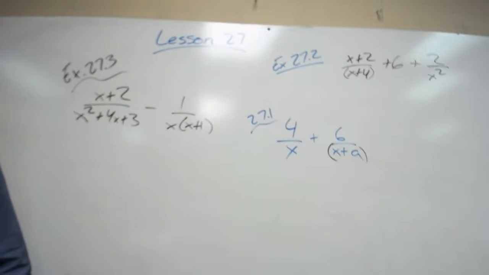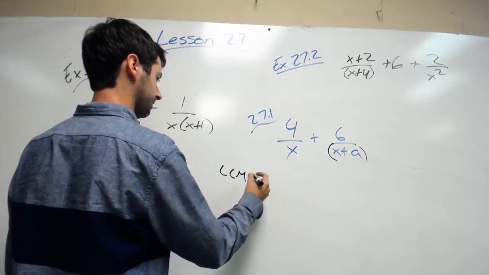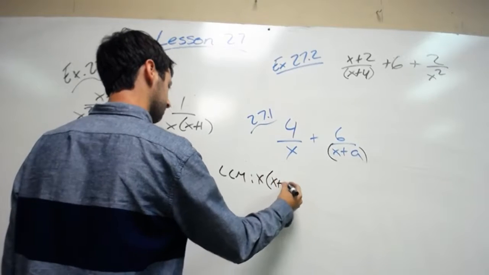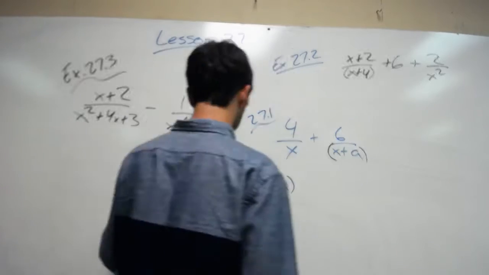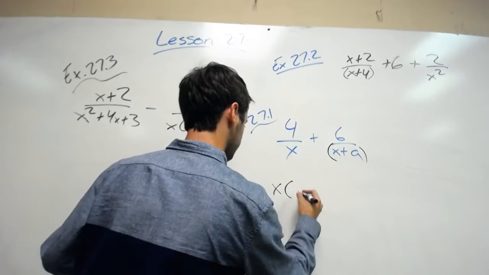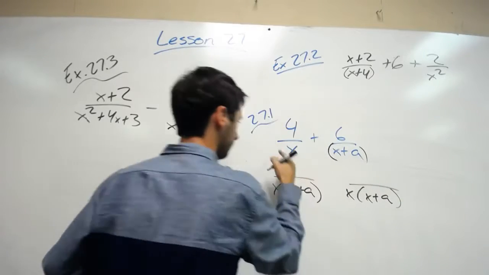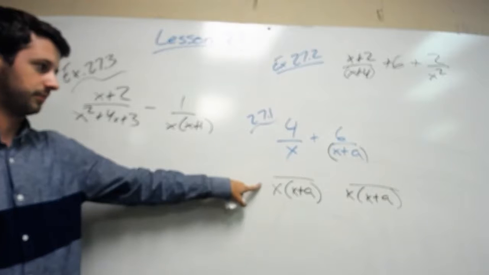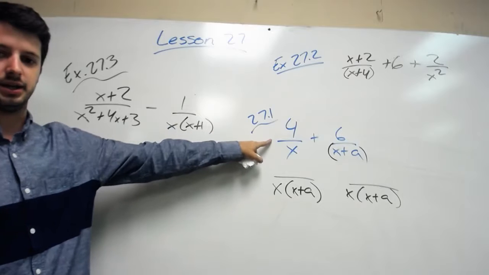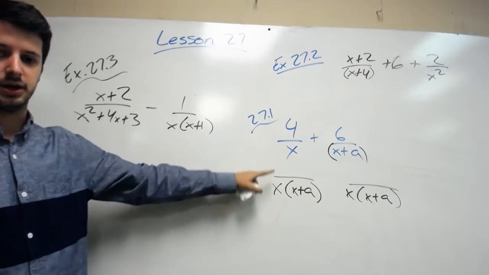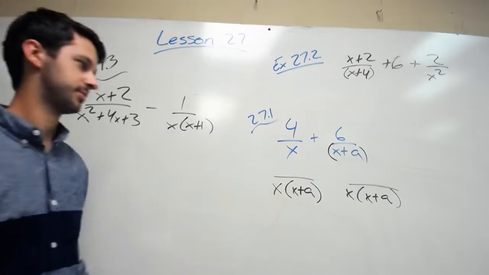So when we come up with our least common denominator, or multiple, it would actually be x times x plus a. That would be your least common multiple. So x times x plus a at the bottom, those are switched now. However, we have to figure out what this one was lacking. It already had the x, but it was missing the x plus a. So therefore, we have to multiply the 4 times the x plus a.